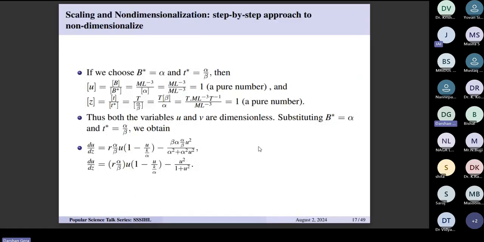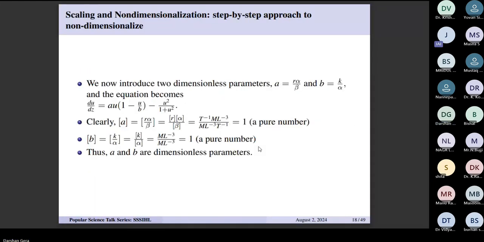Now you choose B star equal to alpha and t star equal to alpha by beta. Then we check the dimensions of u and z, because these are the new variables. You recall, they should be dimensionless. When I check, this comes out 1 and 1, so they are pure numbers. So u and z are dimensionless. This is the first thing that we have to check: the new variables should be dimensionless. Thus, both variables u and z are dimensionless. With B star equal to alpha and t star equal to alpha by beta, we have this simplified equation.